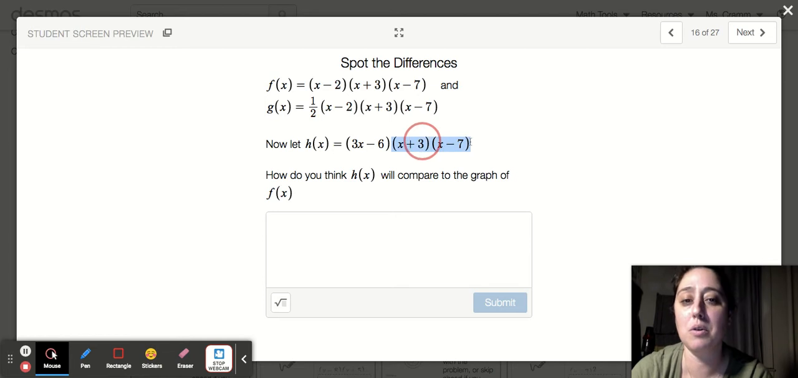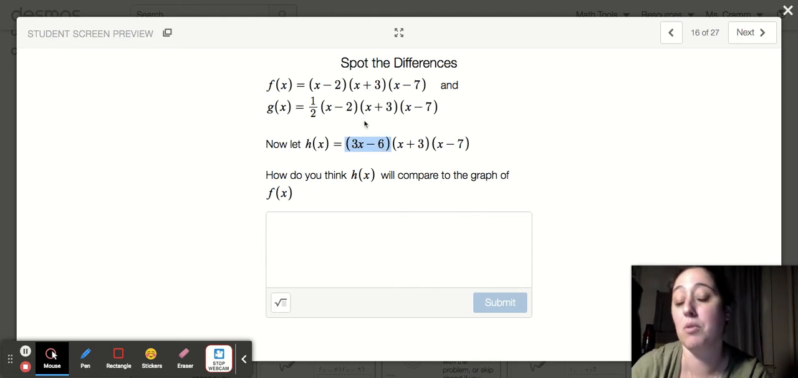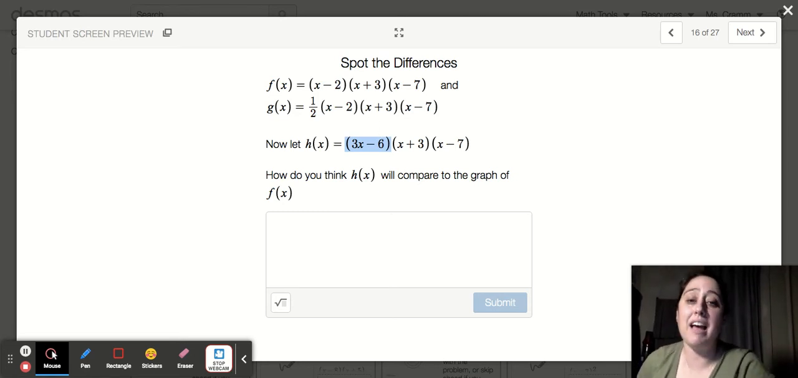So I see, cool, it's got these two factors that are identical. And this one is actually pretty identical. So I've got x minus 2. If you notice, they just multiplied the x by 3 and the 2 by 3, right? So x times 3 is 3x. Negative 2 times 3 is negative 6. Okay, so it's actually a little bit more similar of a factor than it looks.